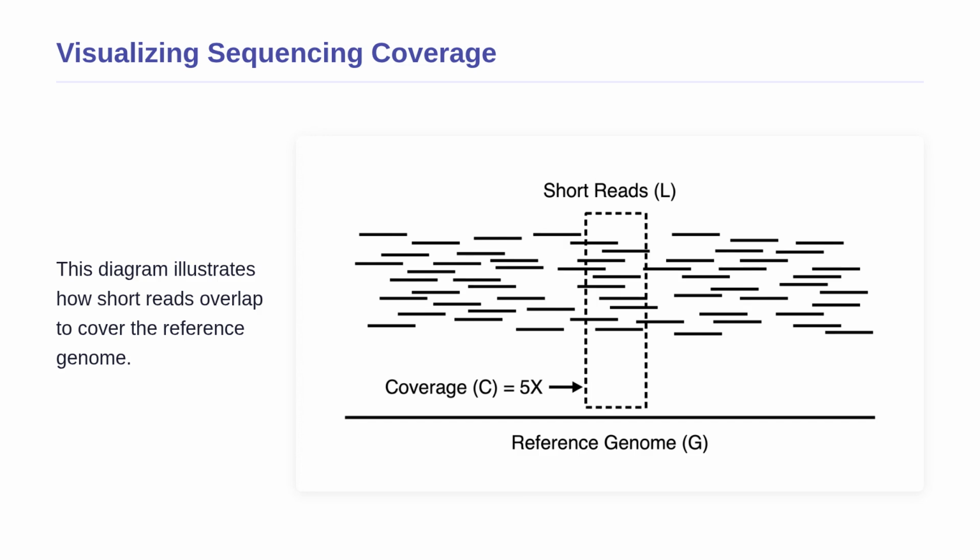The vertical dashed box highlights one specific location on the genome. If you count the short reads inside that box, you will see exactly 5 fragments overlapping that specific spot. This visually represents a coverage of 5x for that particular base. It perfectly illustrates why we need high average coverage to ensure no gaps are left in our final puzzle.